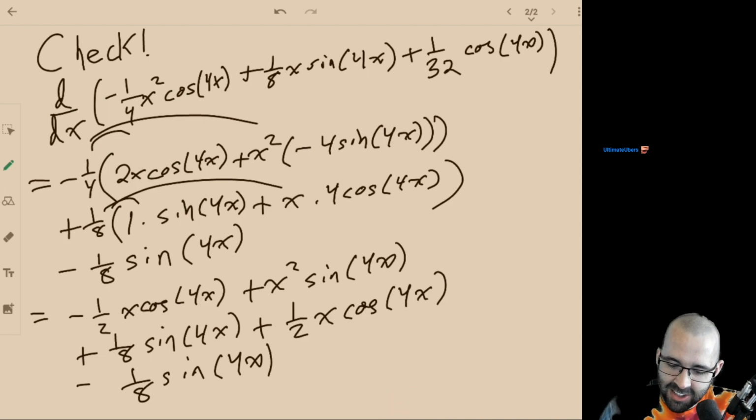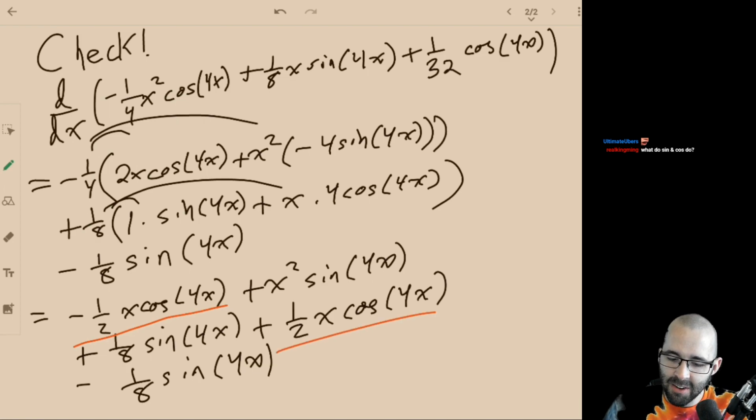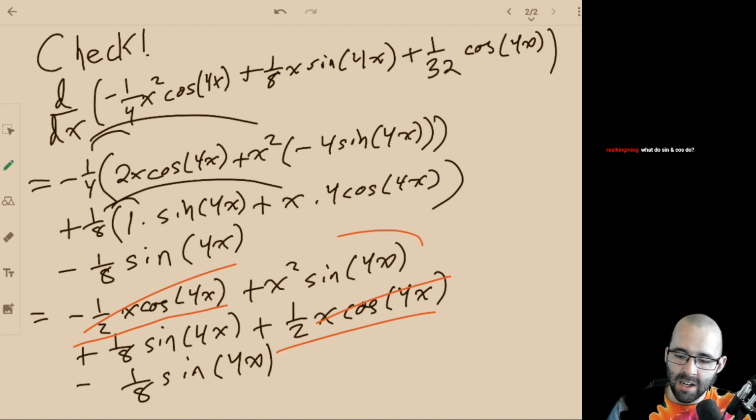Hopefully we have things. Let's look at like terms. Wait a minute. What's our first term? Negative 1/2 x cosine of 4x. Over here we have a positive 1/2 x cosine of 4x. Whoa! Isn't that exciting? Those cancel. They add to 0. What else do we have? An x squared term. No, there's no more x squared terms. So this thing right here is stuck by itself.